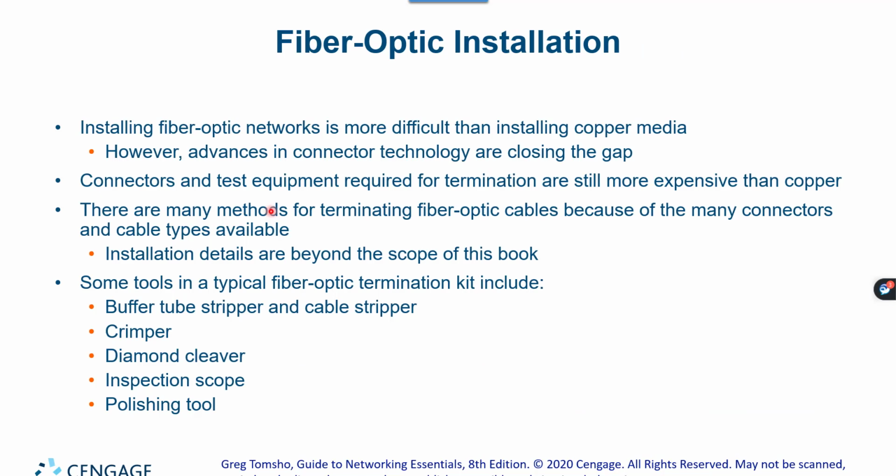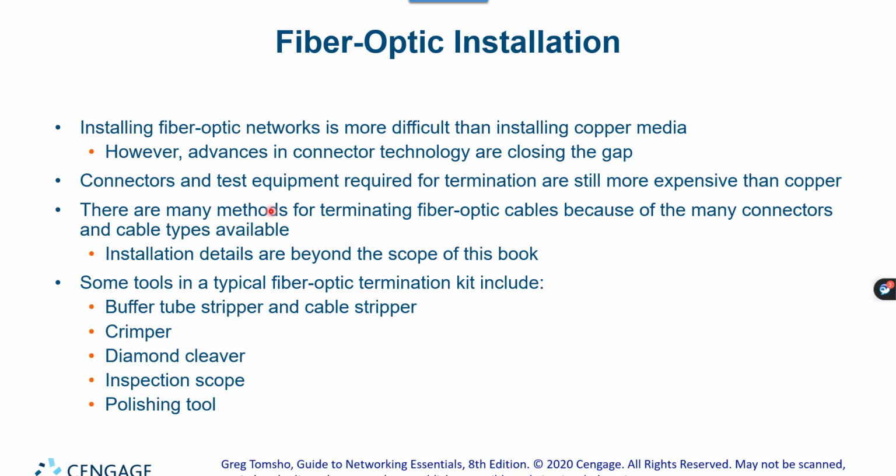It's a lot more expensive to pay somebody to install the fiber optic network than it is to pay them to do copper. We are getting more pieces of equipment that make it easier, so the cost is coming down. Remember that all of the connectors and the testing equipment, the meters, are still more expensive than copper. We have a lot of different connectors.